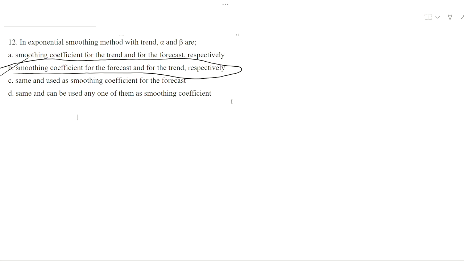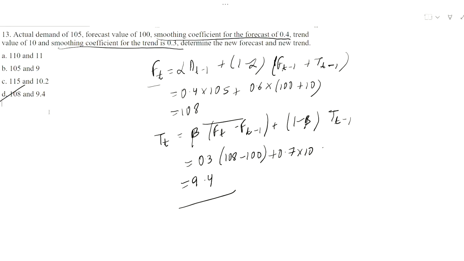Similarly, we have smoothing constants alpha and beta for forecast and trend also. This is a question where the smoothing constant is given, the forecast value, the actual value, and the smoothing constant for the trend is also given. So with this we find out the new forecast and new trend.